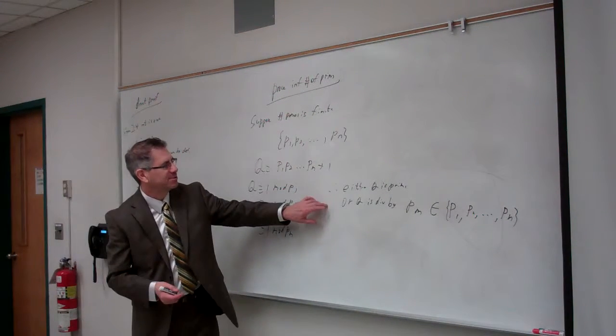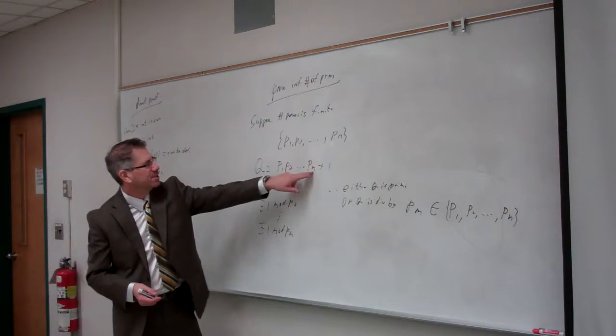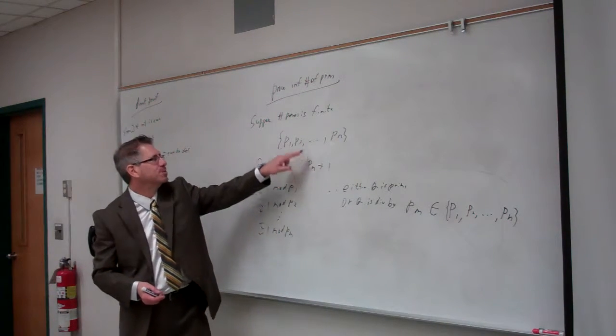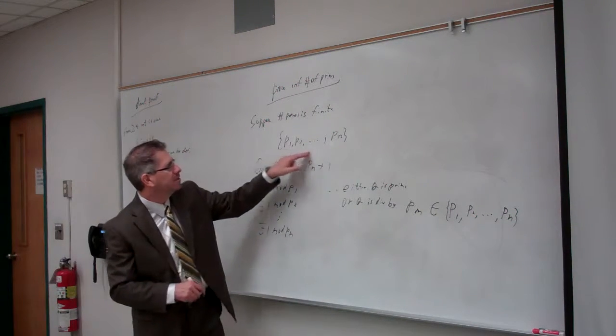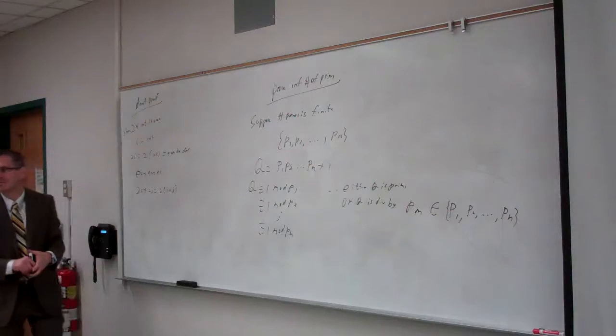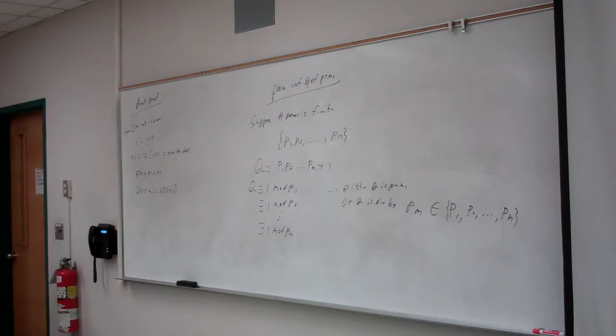So both of those are contradictions. If Q is prime, it's bigger than Pn, and so this couldn't have been our whole set of primes. And if it's divisible by something other than these, then there must be a prime other than those, and that's a contradiction. So that's an indirect proof.